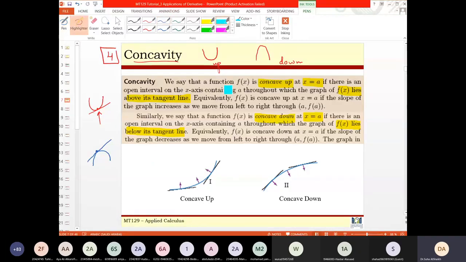Another way to say it: we say it's concave up if the slope of the graph increases as we move from the left to the right, and we say it is concave down if the slope decreases as we move from left to the right. Okay, mainly we are using this, and it's above the tangent line.